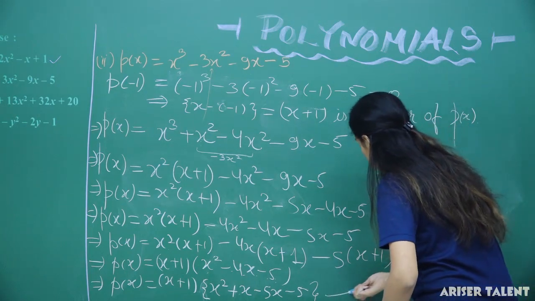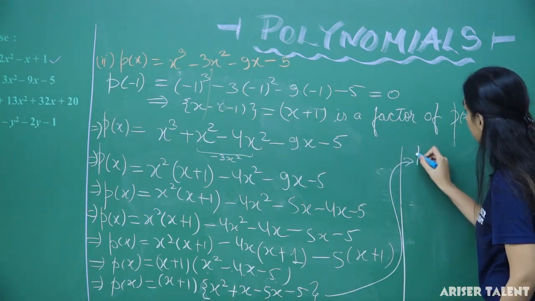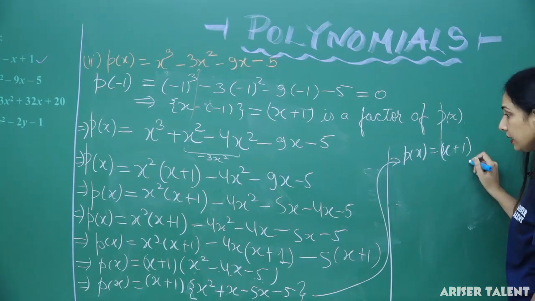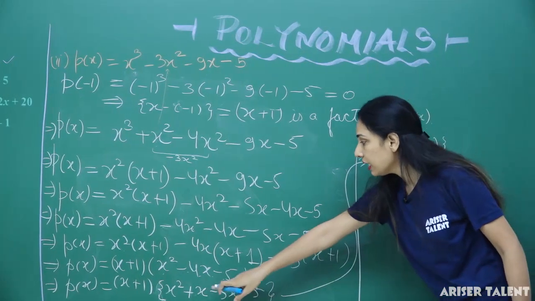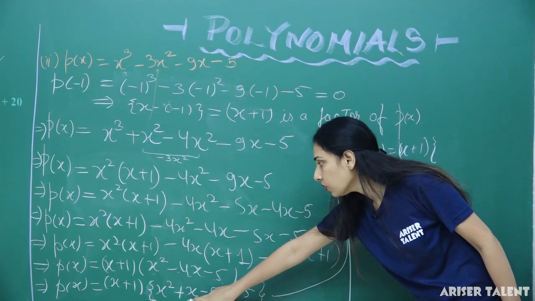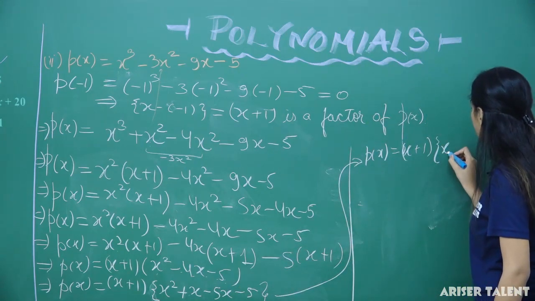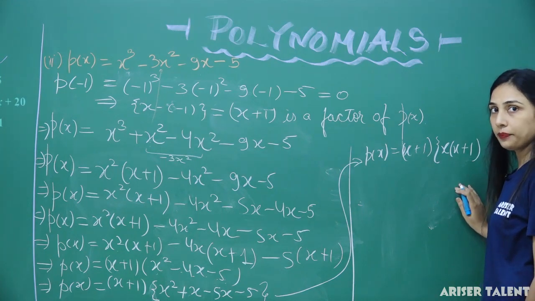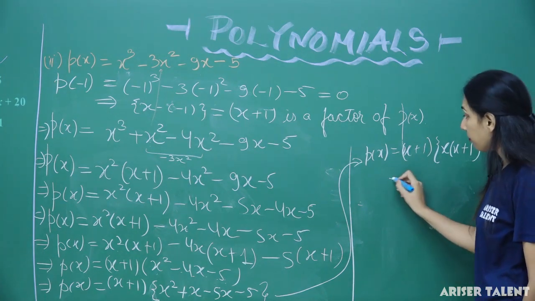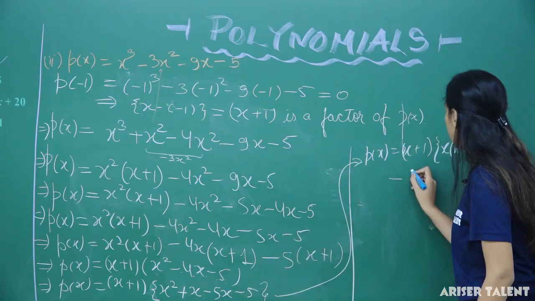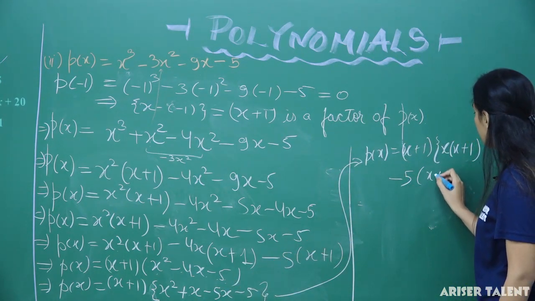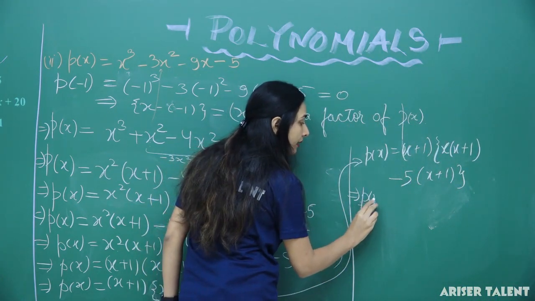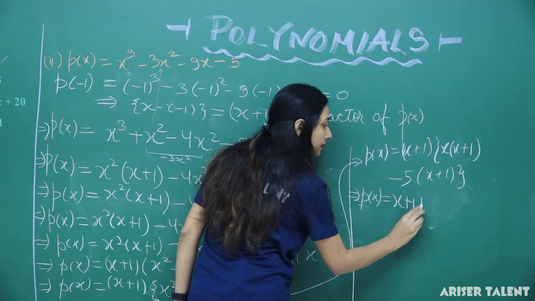Now, after this, come to this side, you will get this p(x) as x plus 1 as it is. Then, talking about this, you can take x common here. After taking x common, you will get x plus 1, then minus 5 common here, then you will get x plus 1 also, bracket close. So, that means that will become p(x) equals x plus 1.